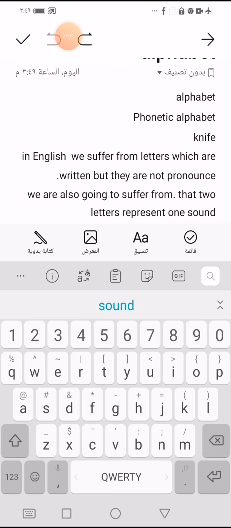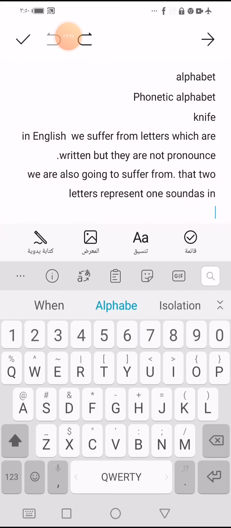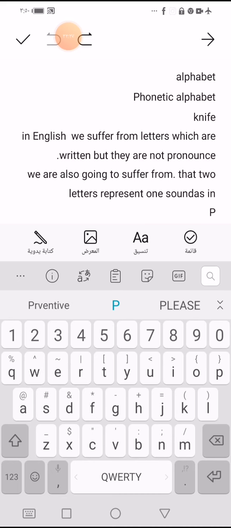As in phone, P-H-O-N-E. Now the word phone here, the PH represents both the P and the H, 2 letters, but they represent one sound. What is the sound? The sound F, as in fire, for example.